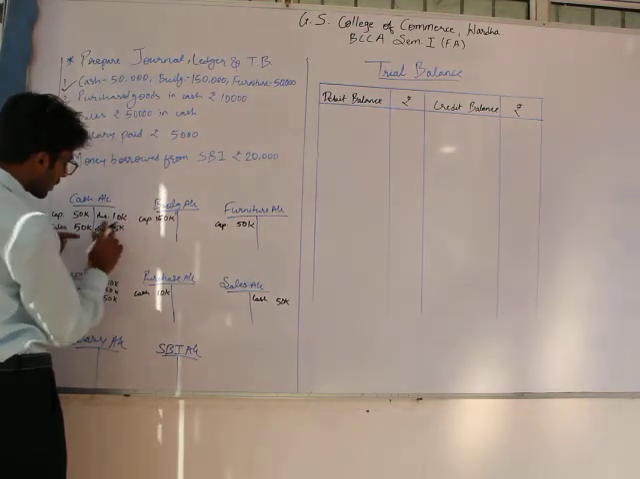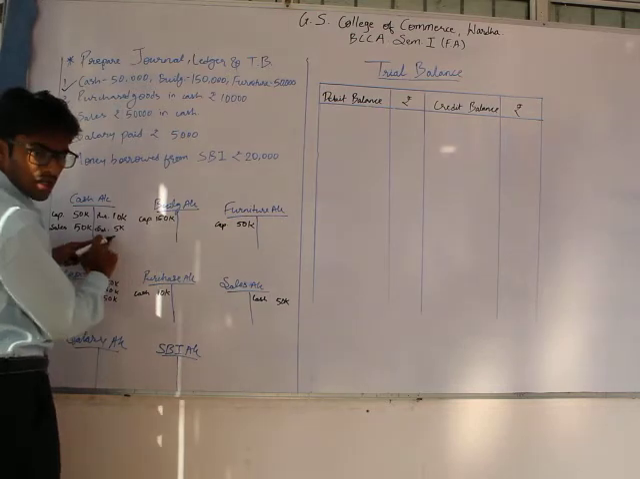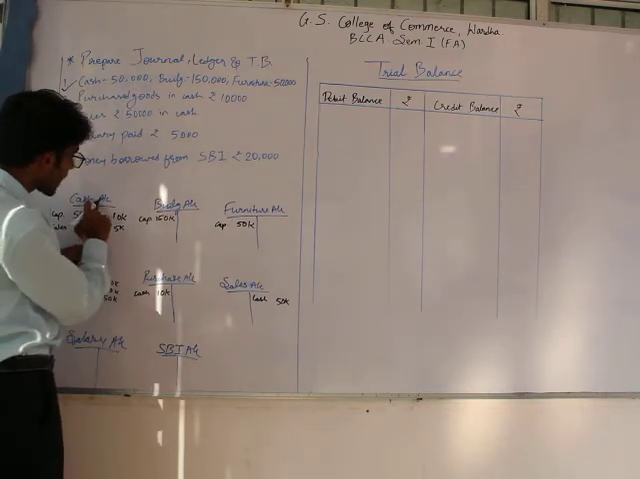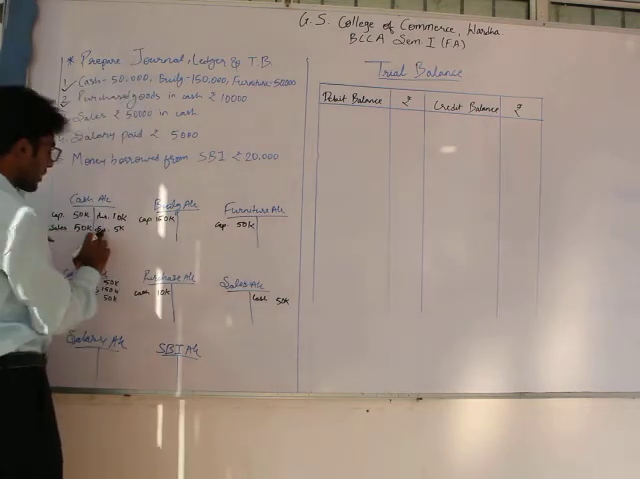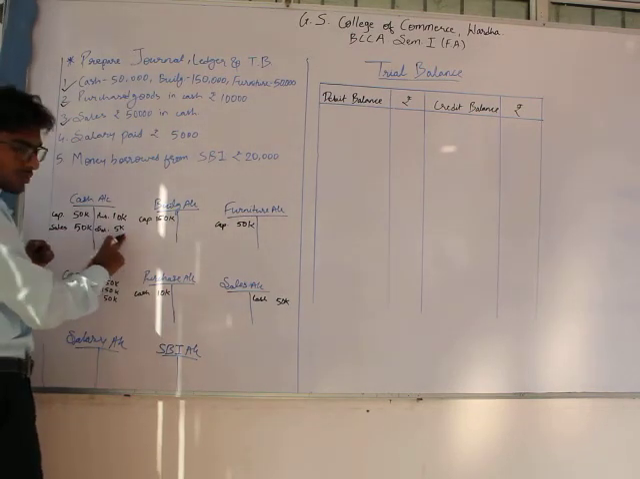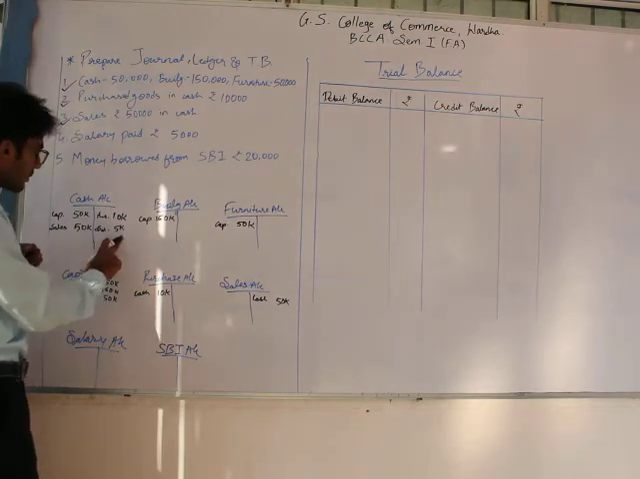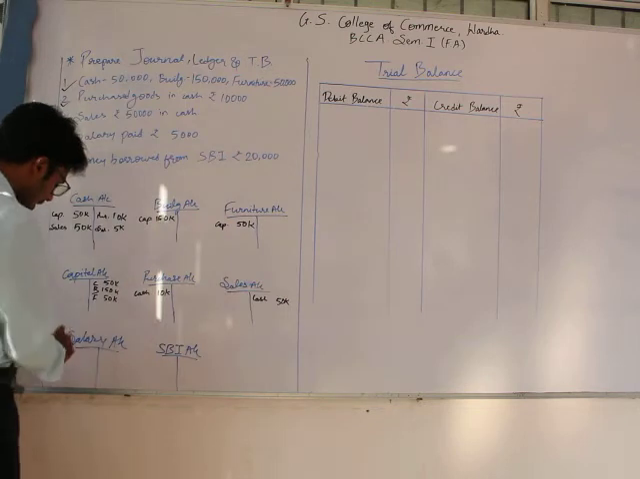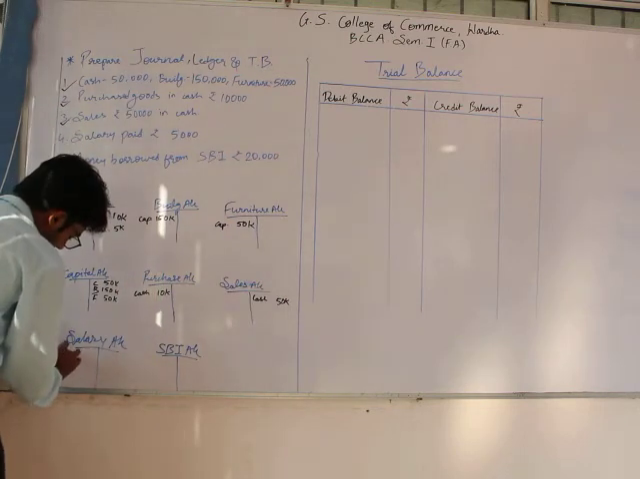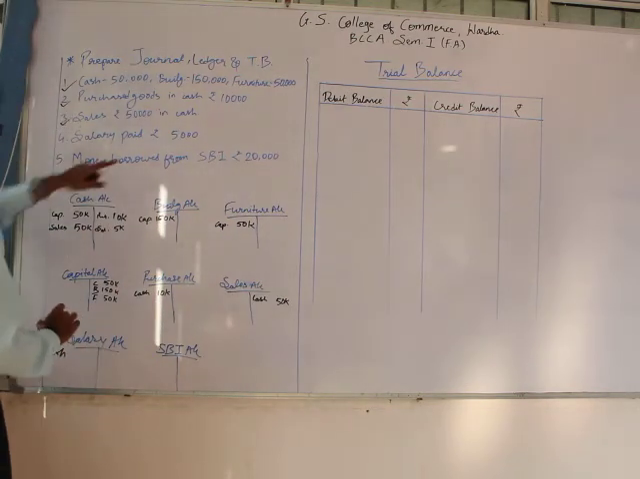Why are we putting salary in the credit side? Because cash is credited here. That's why we are writing here salary rupees 5,000. And salary is debited, that's why in the debit side of salary I am going to write cash rupees 5,000.